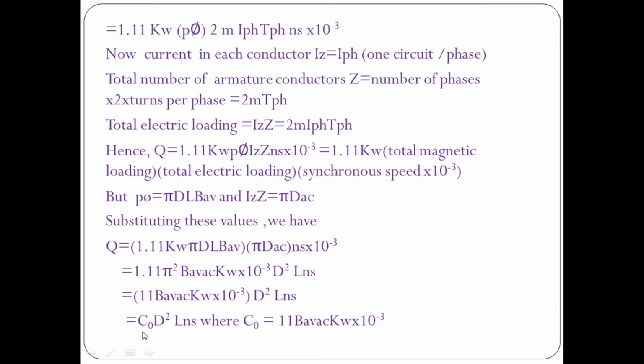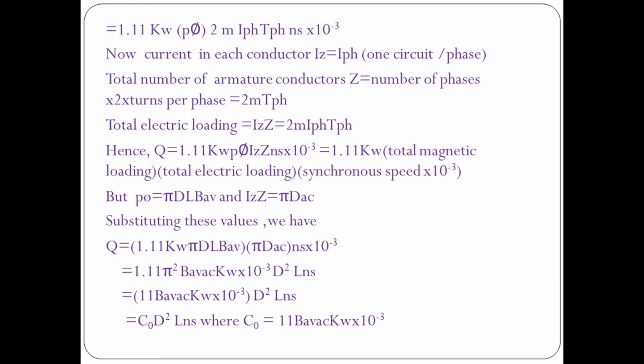Which is equal to, substitute this instead of C naught. So 11 BAV AC into kW into 10 to the power minus 3, together you can substitute as C naught. C naught into d square into L into ns, where C naught is 11 BAV AC kW into 10 to the power minus 3, where d is the stator bore diameter, L is the core length, and ns is the synchronous speed in rps.